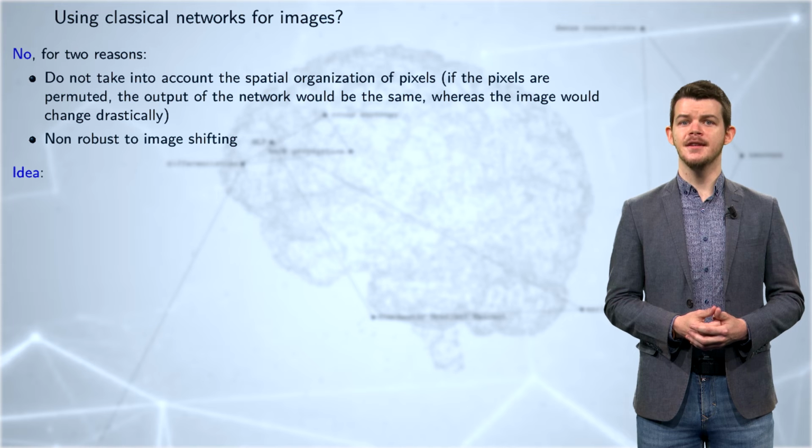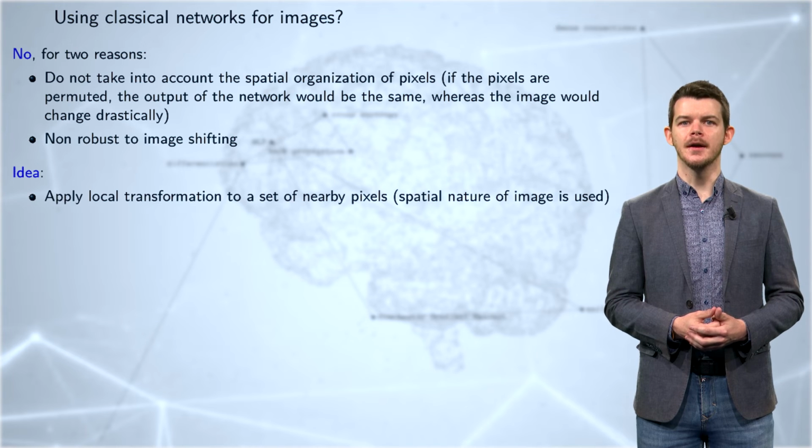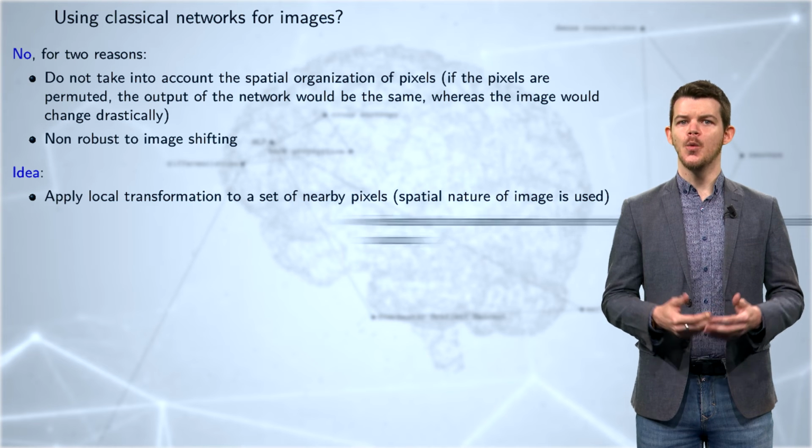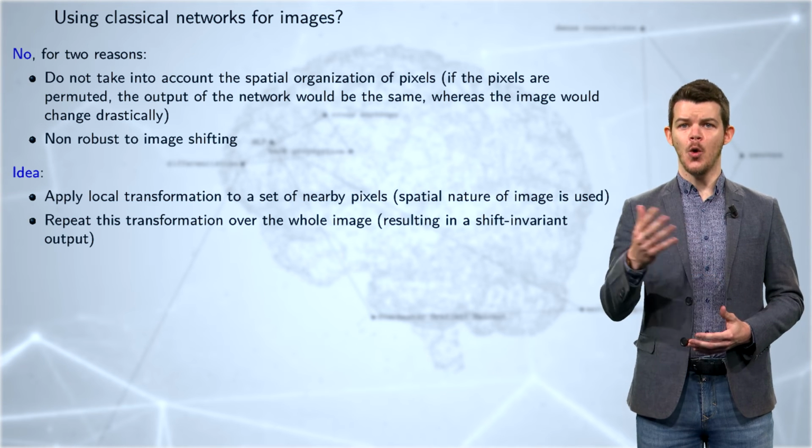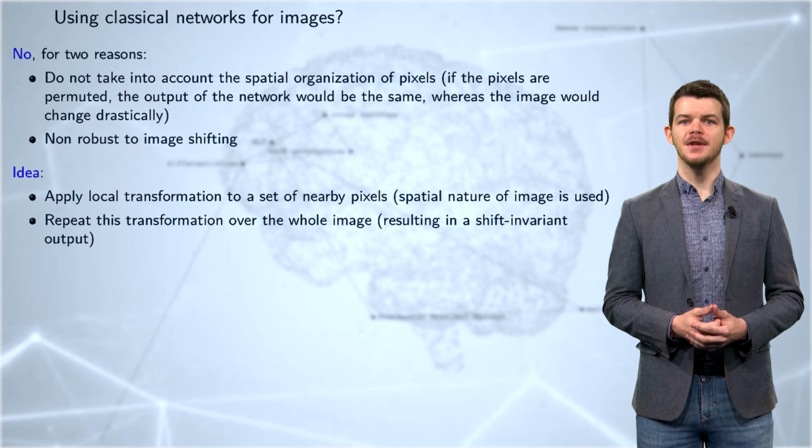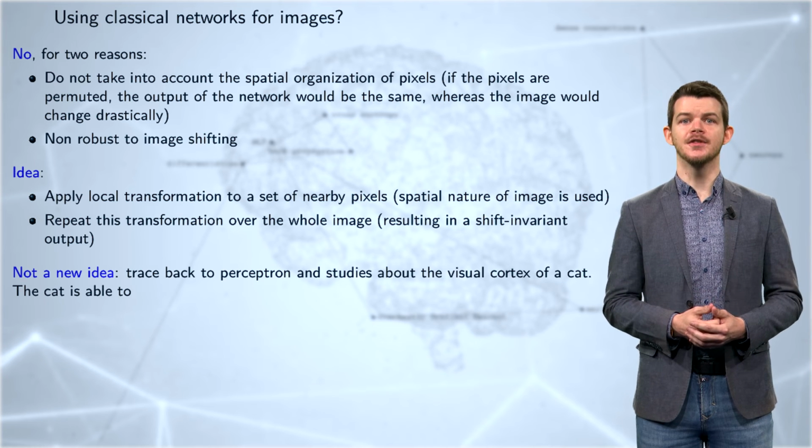The idea to solve these two problems is to apply a local transformation to a set of nearby pixels to respect the spatial nature of the image. We repeat this transformation over the whole image, which will result in a shift invariant output. This is not a new idea because, if you remember, the perceptron combines nearby pixels in the first layer. These elementary operations are repeated to extract complex patterns from an image.